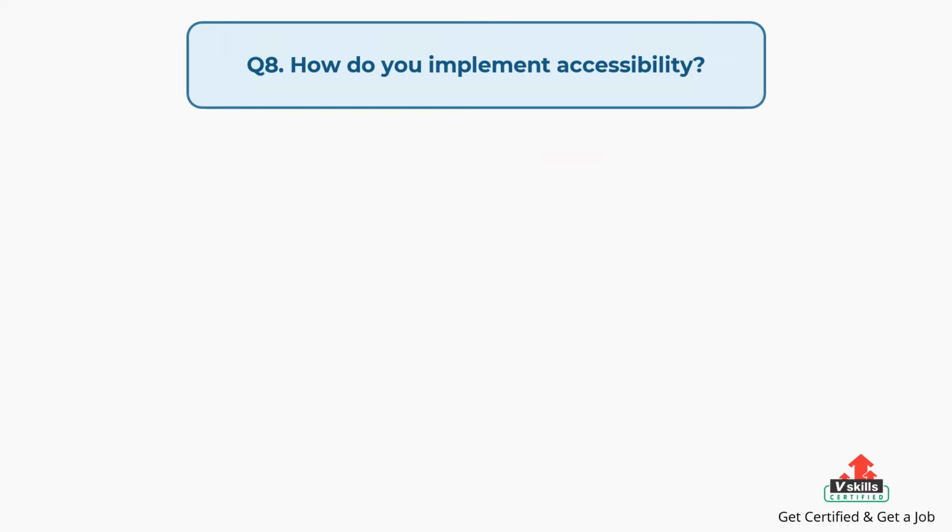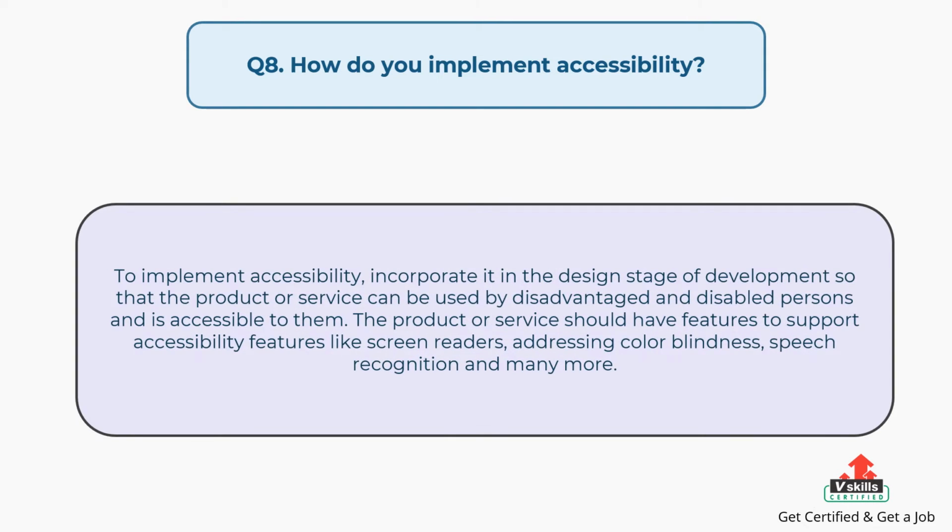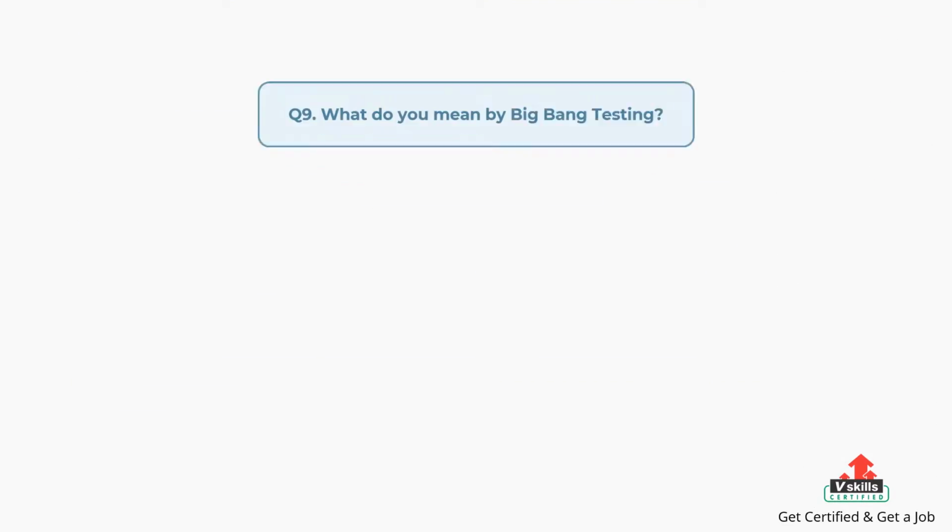Question number 8. How do you implement accessibility? The answer is: to implement accessibility, incorporate it in the design stage of development so that the product or service can be used by disadvantaged and disabled persons and is accessible to them. The product or service should have features to support accessibility, features like screen readers, addressing color blindness, speech recognition, and many more.